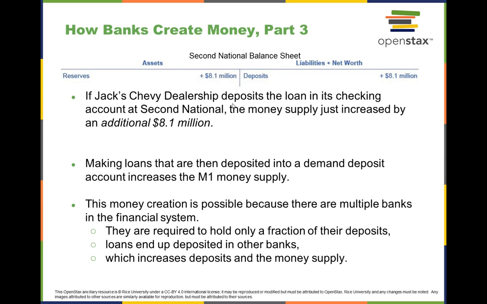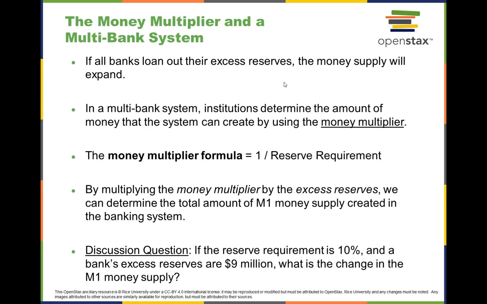Making loans that are then deposited into a demand deposit account increases the M1 money supply. This money creation is possible because there are multiple banks in the financial system. They're required to hold only a fractional reserve of their deposits. Loans end up deposited in other banks, which increase deposits and the money supply. If all the banks loan out their excess reserves, the money supply will expand. In a multi-bank system, institutions determine the amount of money the system can create by using the money multiplier. The money multiplier formula is 1 divided by the reserve requirement, which in this case is 10%. By multiplying the money multiplier by the excess reserves, we can determine the total amount of M1 money supply created in the banking system.